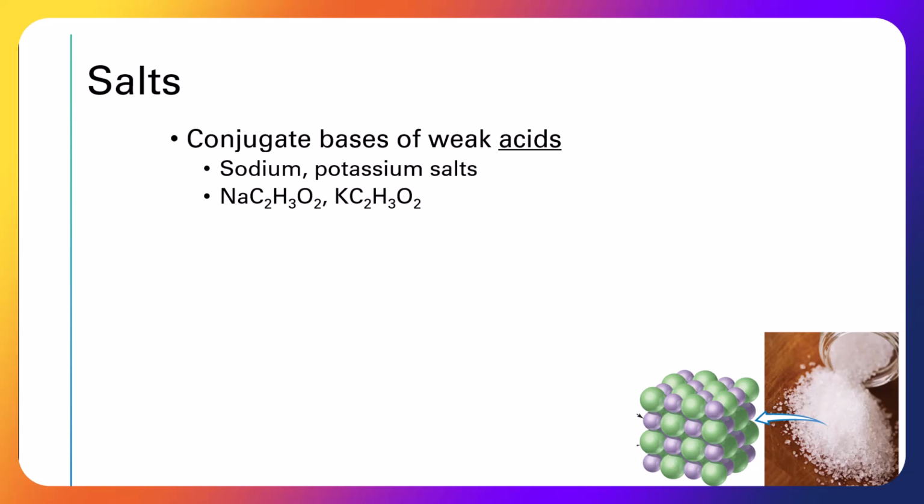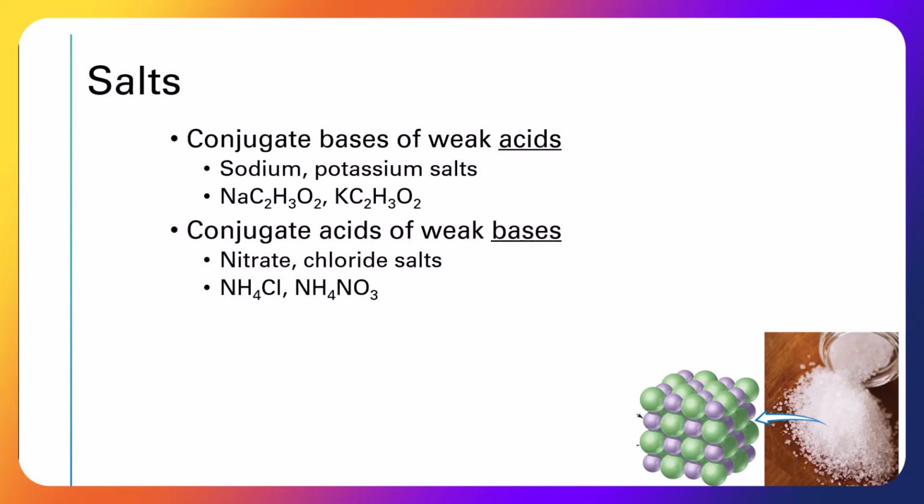And so the conjugate bases of weak acids added to some inert cation from a strong base. Then on the other side, you could have conjugate acids of weak bases like nitrate and chloride salts.